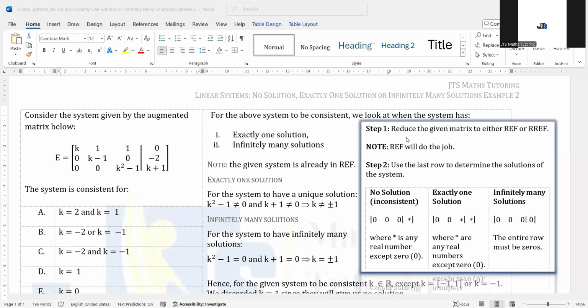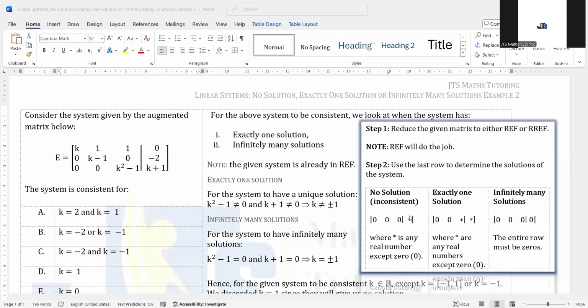I want you to look at the notes that I have here. Step number one, we need to reduce the given augmented matrix into either row echelon form or reduced row echelon form. Number two, we need to look at the last row to determine the solutions of that system. And this is how the last row of that row echelon form matrix or reduced row echelon form matrix is supposed to look like. If it is no solution, that is inconsistent, it means this is the situation here.